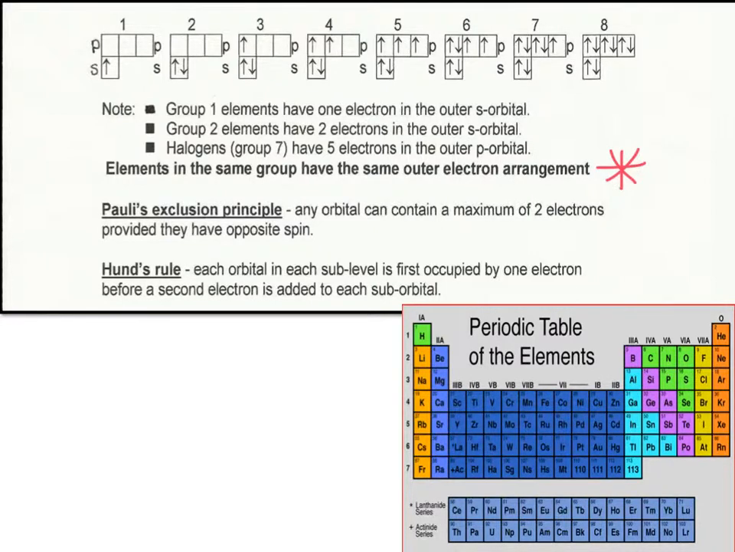Pauli's exclusion principle, you need to learn these principles, says any orbital can contain a maximum of 2 electrons provided they have opposite spin. That's exactly what we've been doing along the way here. Hund's rule: each orbital in a sublevel is first occupied by 1 electron before a second electron gets added into that orbital.